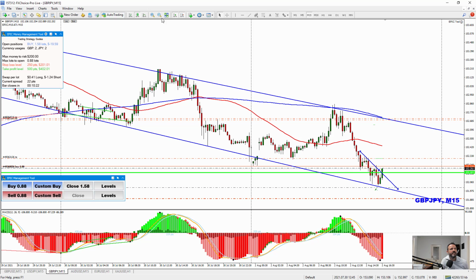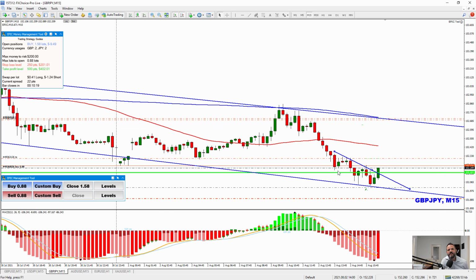The other issue with this trade is this is still a level that it needs to contend with. It did break the triangle, so that's a good sign, but it still needs to contend with this.